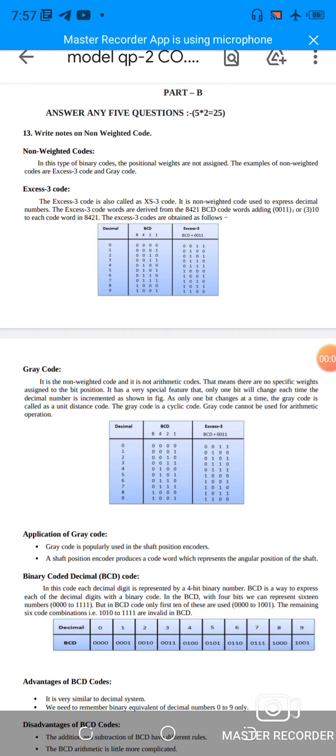Part B. Answer any 5 questions. 13th question. Write notes on non-weighted code. Non-weighted codes. In this type of binary codes, the positional weights are not assigned. The examples of non-weighted codes are XS3 code and Gray code.